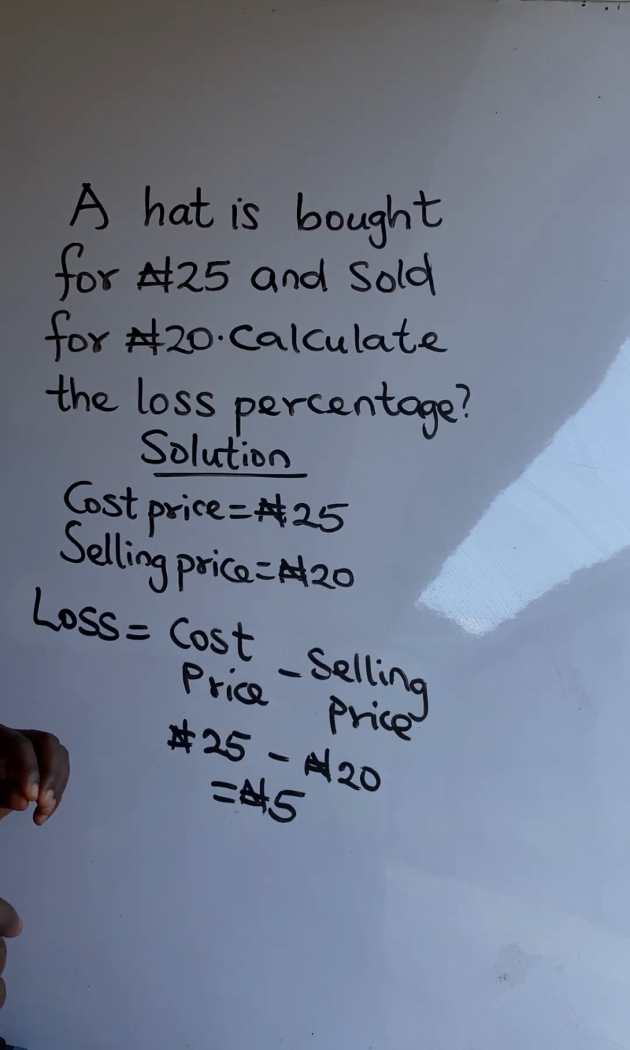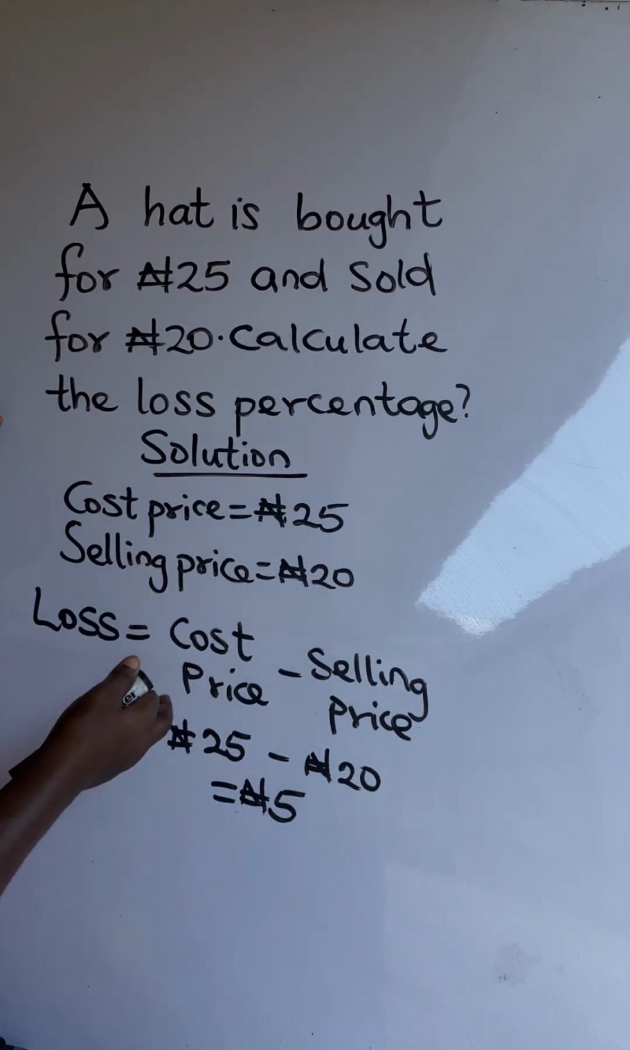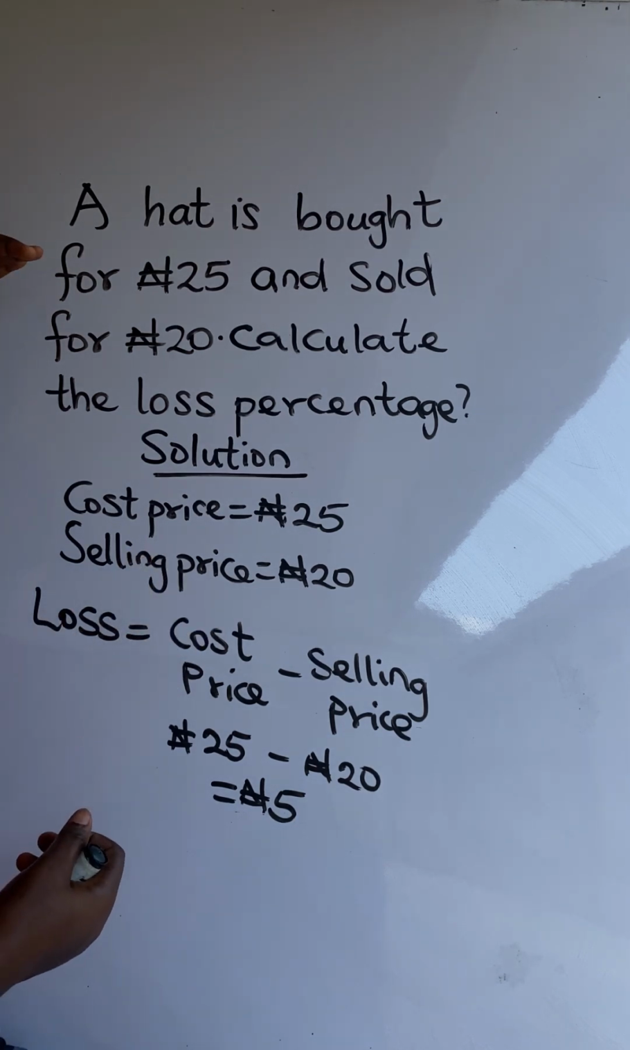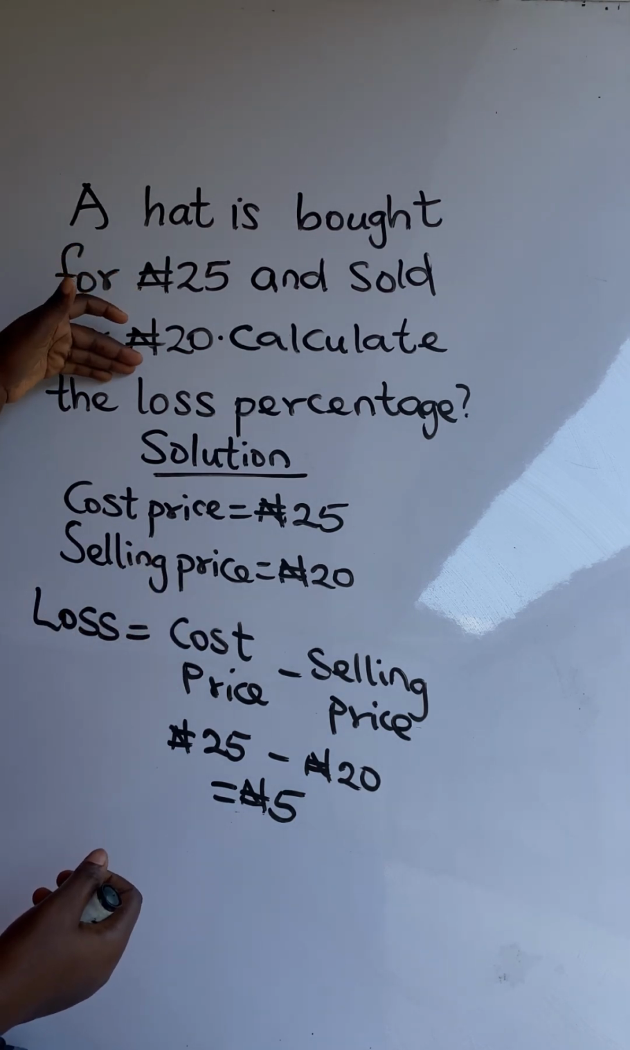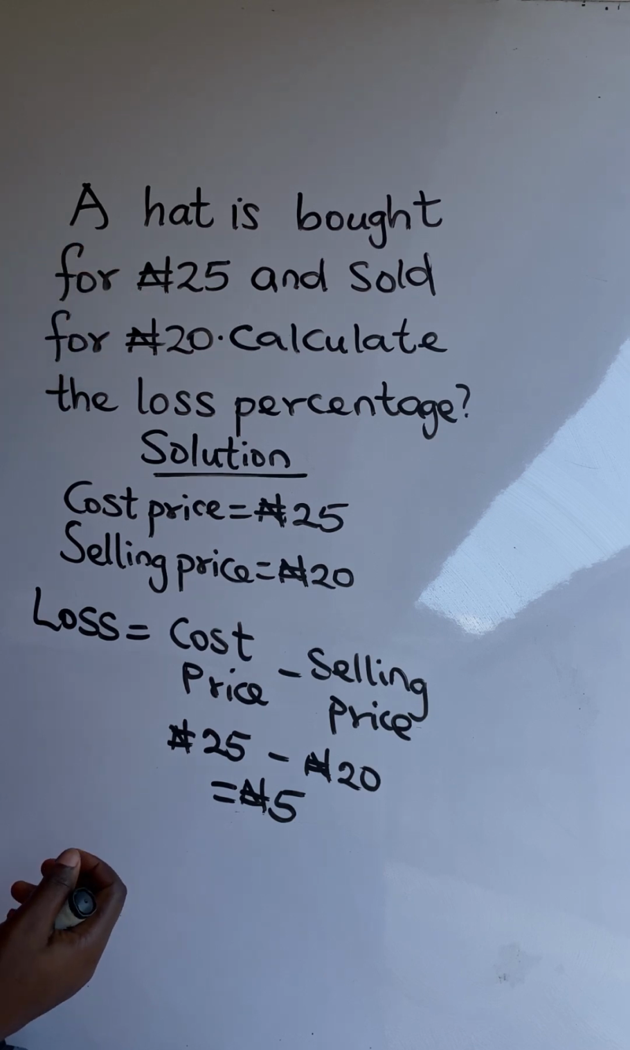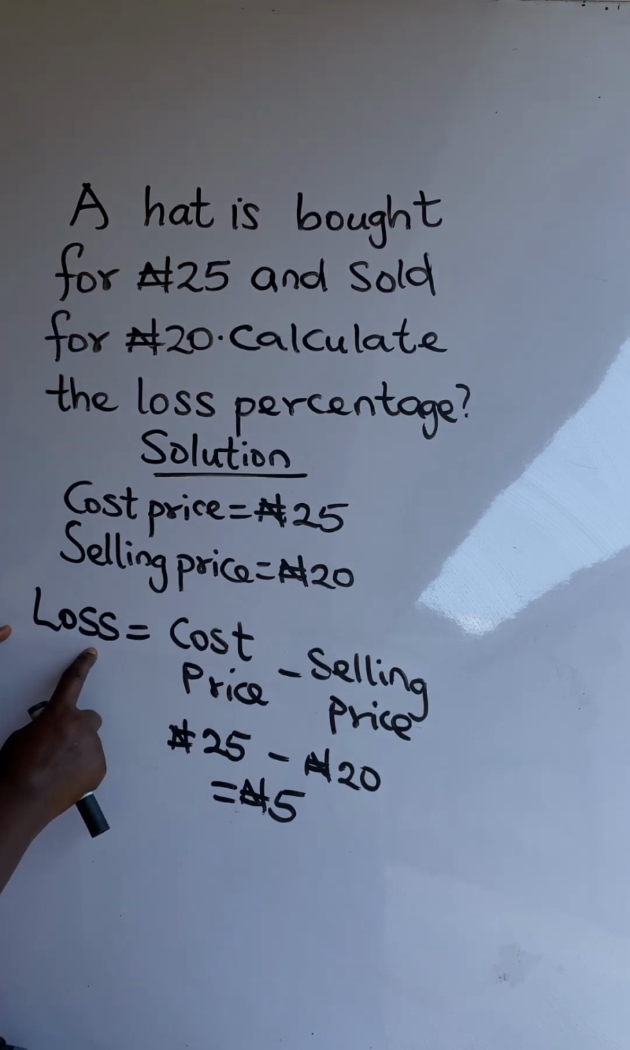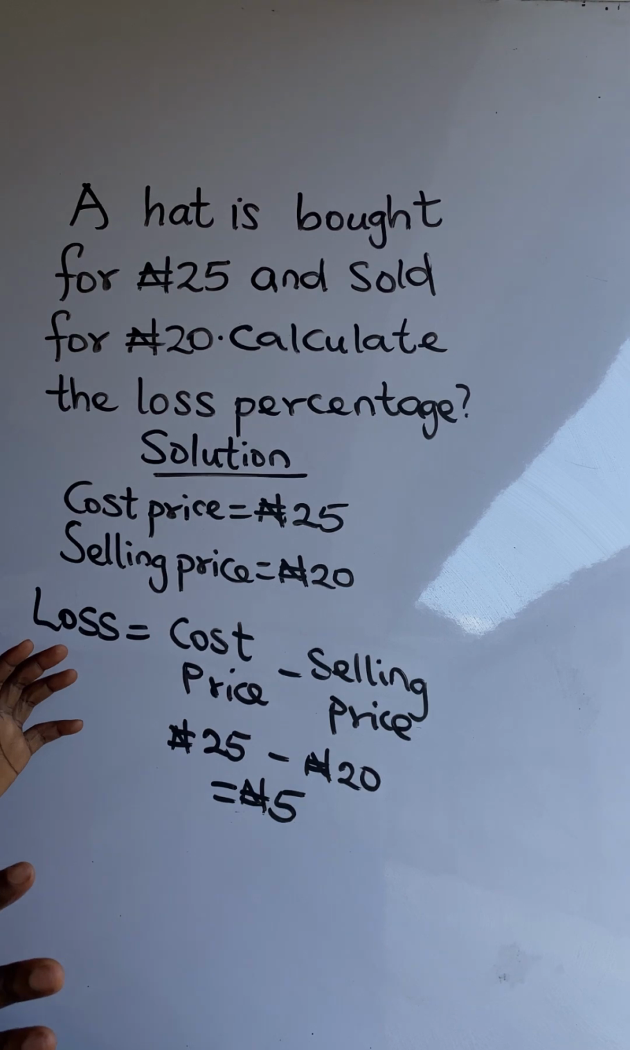Now this is it. You bought an item and you are reselling the item. It is expected that when you are reselling, you should sell higher than the price that you bought to make a profit. But when you are selling lower than the price that you bought, then it is a loss. And that is what is happening here. This person sold lower than the price that the hat was bought, and that is why the person is incurring a loss.